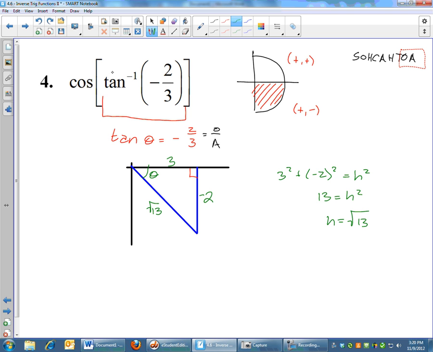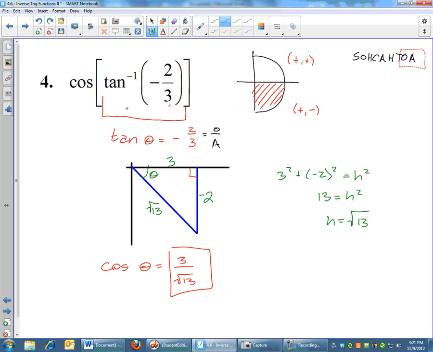And then I go back to my question. We need to find the cosine of this angle, the cosine of all of that. And the cosine of the angle, cosine is adjacent over hypotenuse. So my cosine is adjacent, 3, over hypotenuse, root 13. There's our answer. Draw a box around it and be happy.